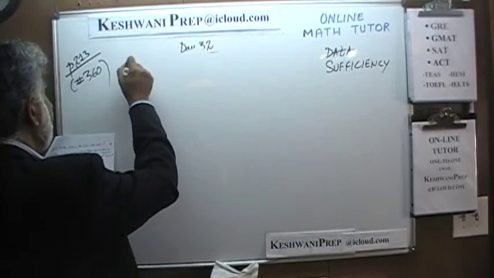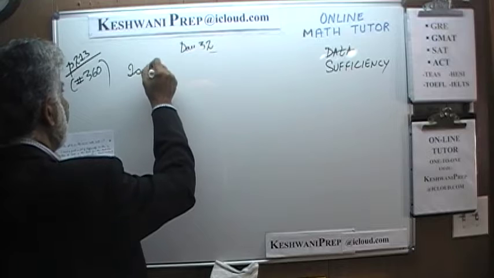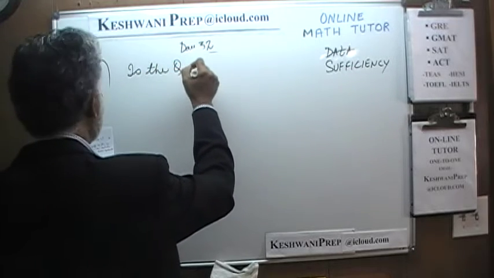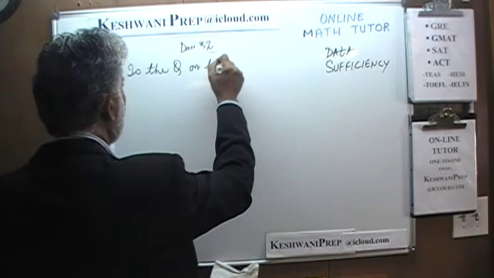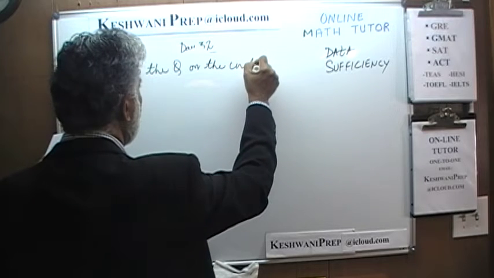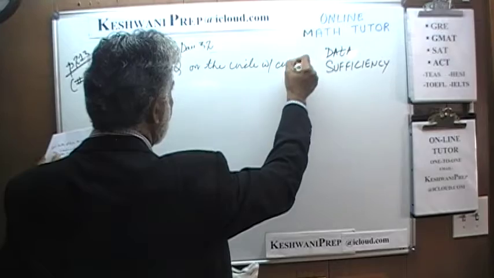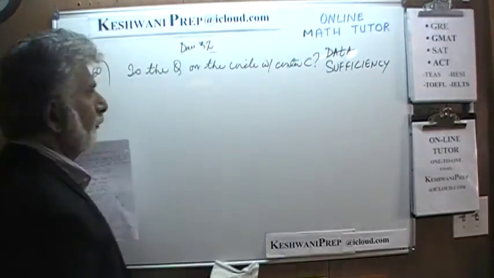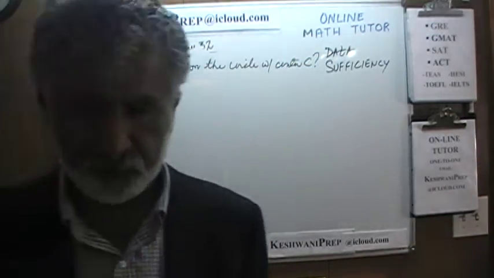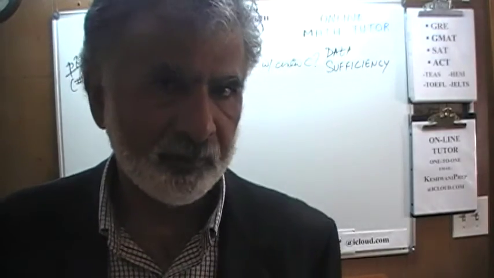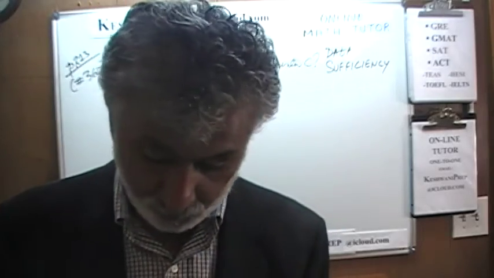In 360, is the point Q on the circle with center C? Very simple, very straightforward question, but the answer to this question is going to be anything but straightforward and simple. It's going to require some thinking.